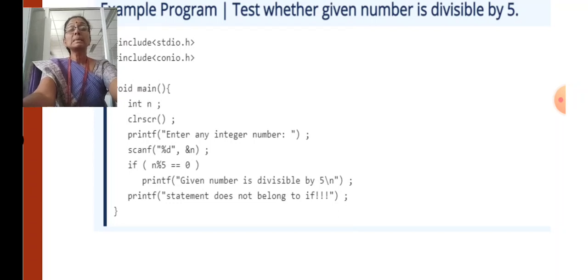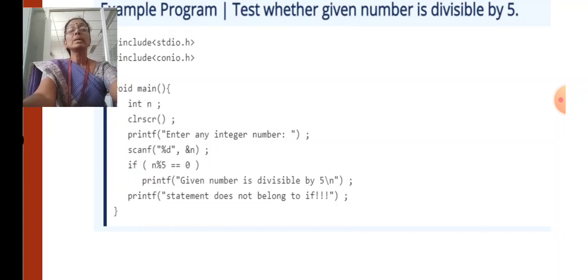In the program, you should include the header files, standard input output and conio. Next we have the main function. In the main function, first we declare the number as an integer. After that we have a printf statement that prints the given message in the console window, followed by the scanf statement, which reads the number from the user in the console window.